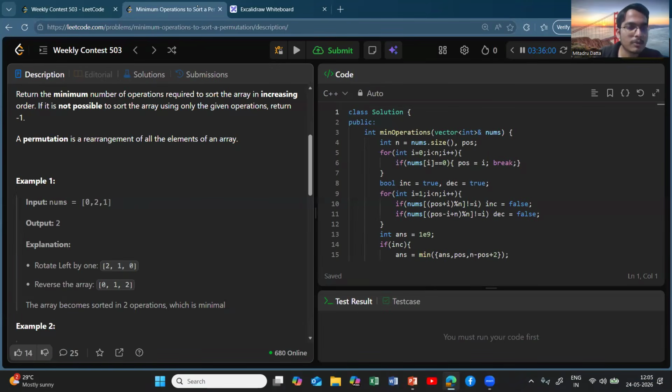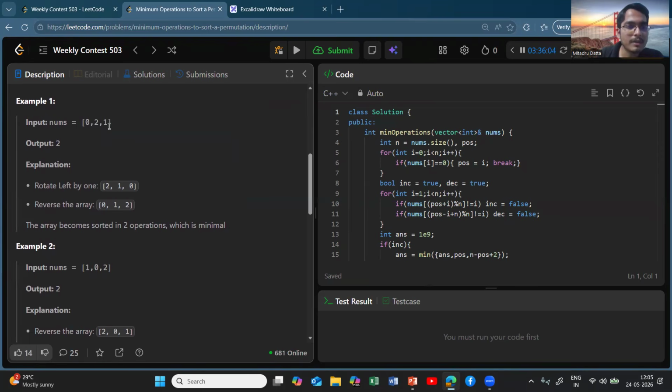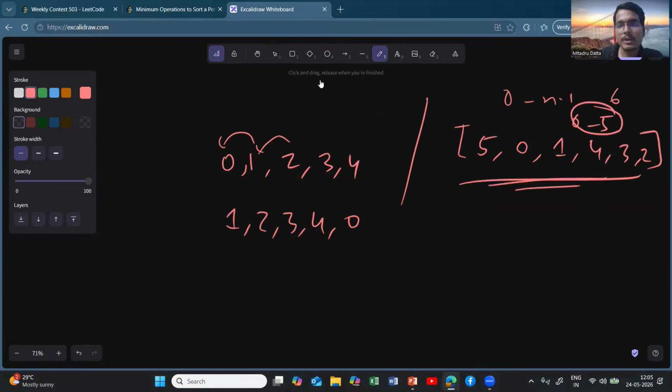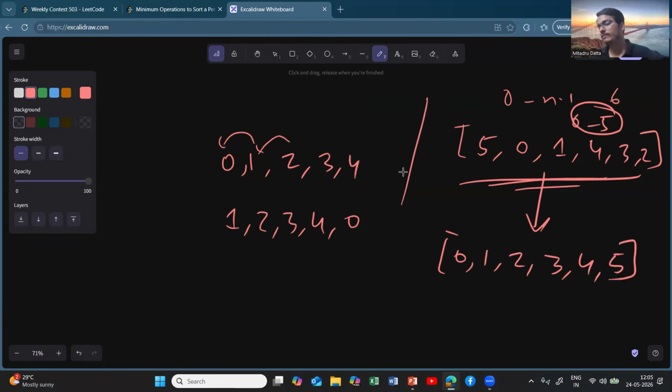Okay, so that thing is done, and you see for this nums, you output 2. Okay, so what do you need to do in your final? Let's say if you are given this array, you need to rearrange this into something like this. Okay, you need to rearrange this into something like this.